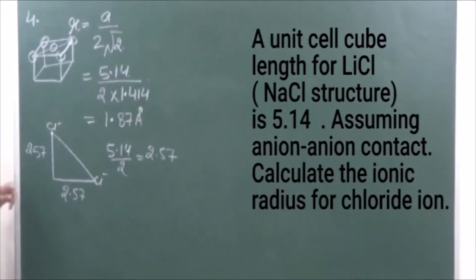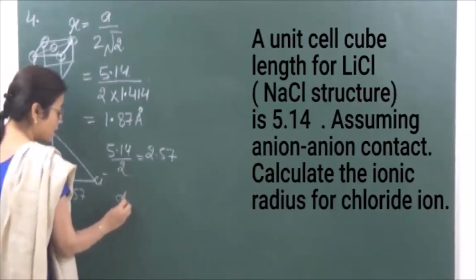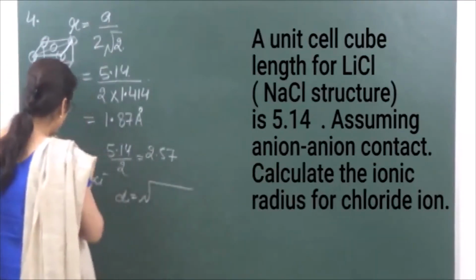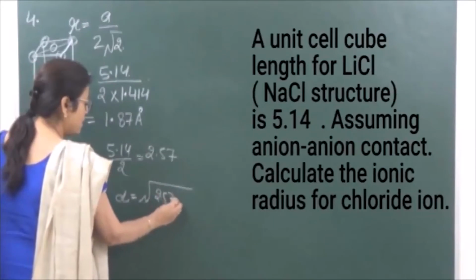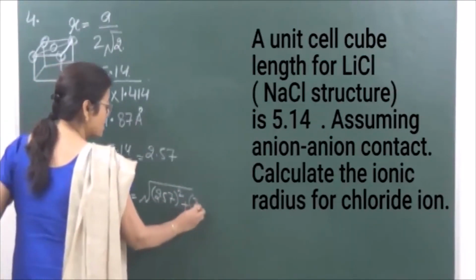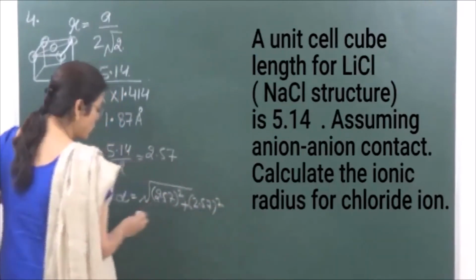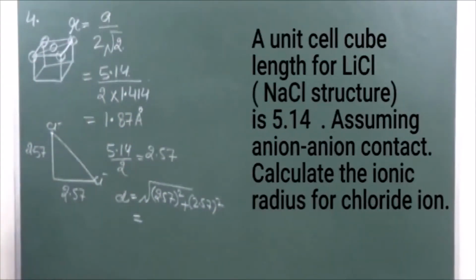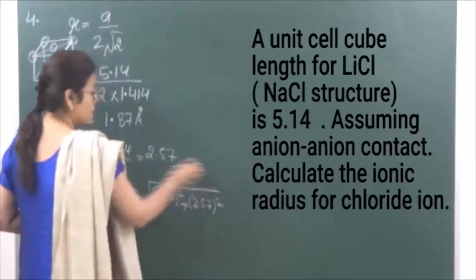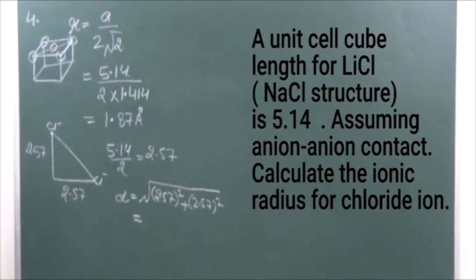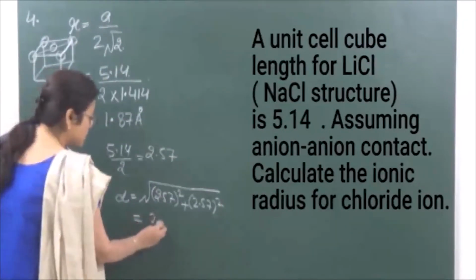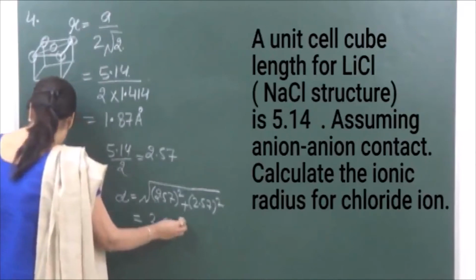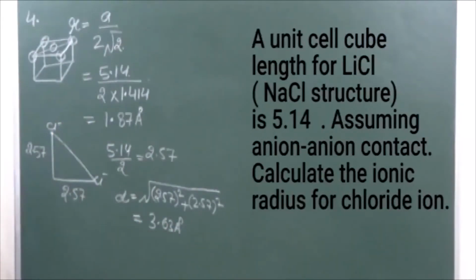So according to Pythagoras theorem, what is going to be the distance between two chloride ions? Distance between two chloride ions, D will be equal to √ of 2.57 squared plus 2.57 squared. Okay? So we have to take this complete √. When we calculate this, it comes to 3.63 angstrom.